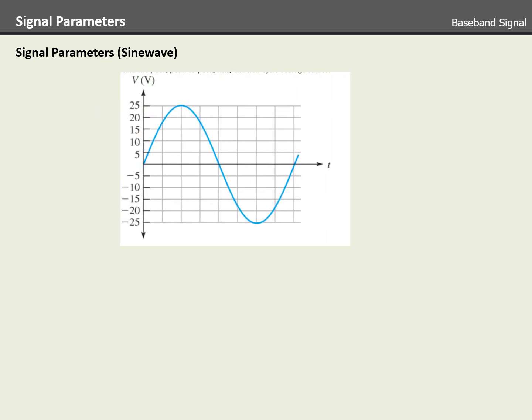In this example, the amplitude, V peak, is equal to 25 volts. The V peak to peak is equal to 50 volts. The VRMS is equal to 0.707 multiplied by V peak, and the answer is 17.68 volts.